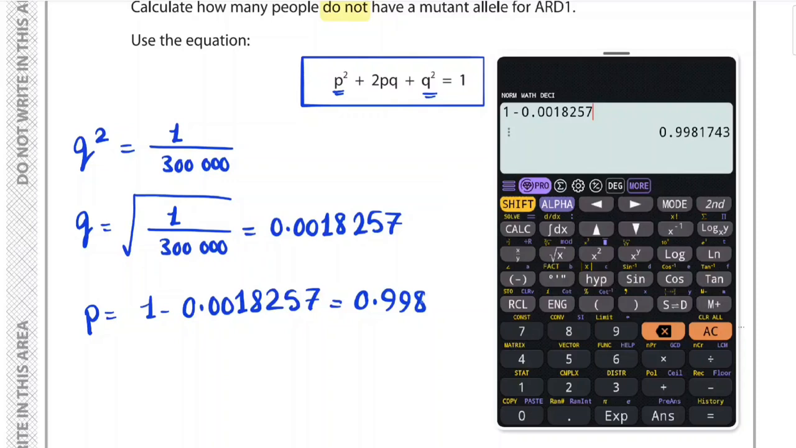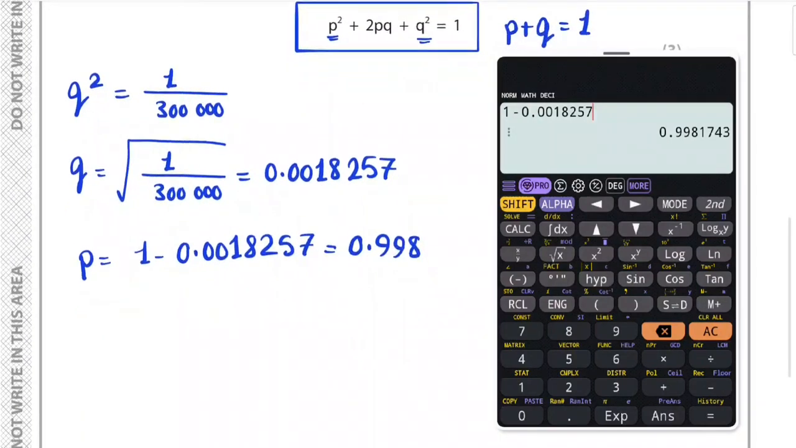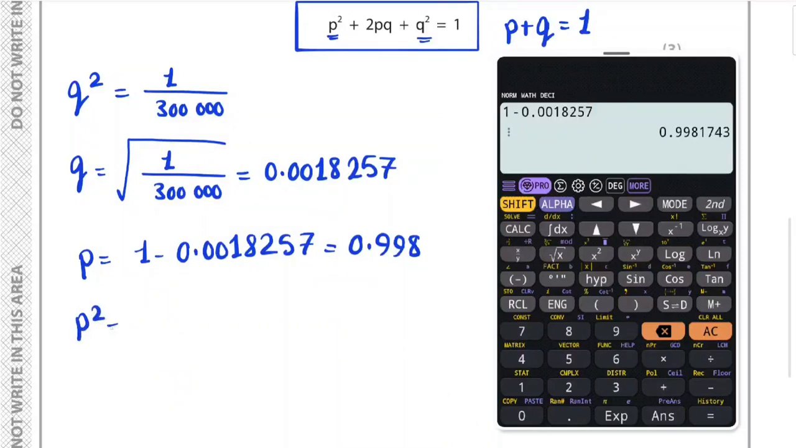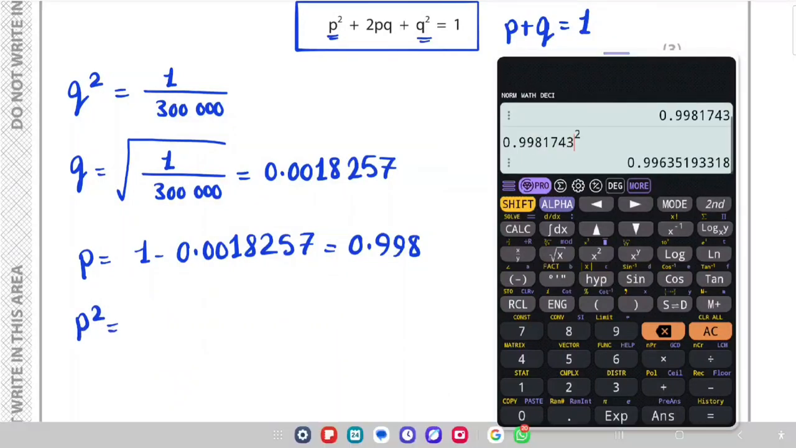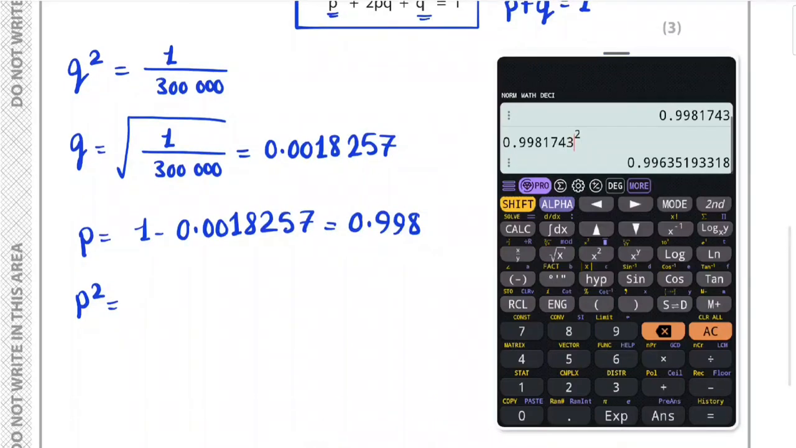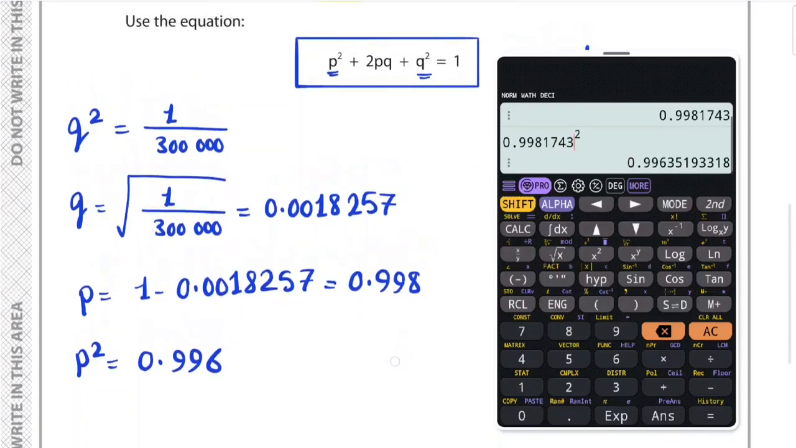But remember that the incidence of P is not just P, it's P squared. So in order to get P squared, I'm going to simply take this number and use power 2, which equals 0.996. And this value is enough. This number of decimal places is enough for my question.